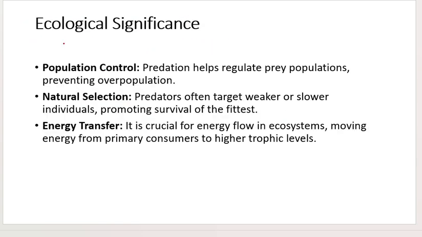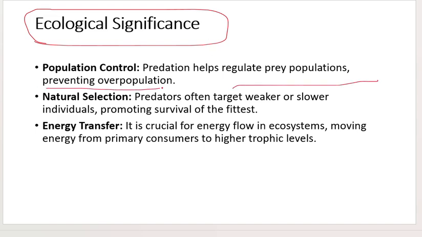Ecological significance. What is the ecological significance of predation? Population control. Because of predation, population sizes are being controlled. Predation helps regulate prey populations, preventing overpopulation. Okay, natural selection. Predation often targets weaker or slower individuals, promoting survival of the fittest. Okay, energy transfer. It is crucial for energy flow in the ecosystem, moving energy from primary consumers to higher trophic levels. Okay, this is the ecological significance.